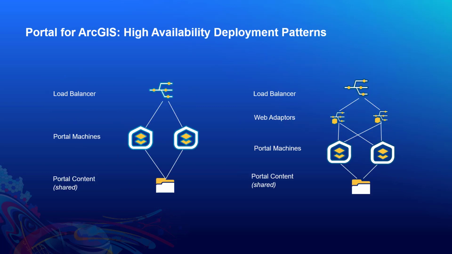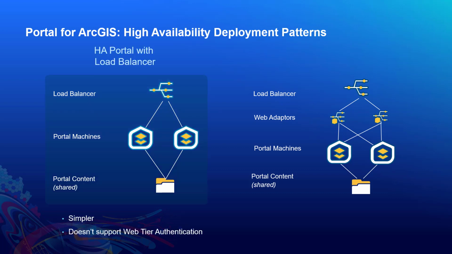So now I'd like to cover some of the different deployment patterns for a highly available portal. The first is that you would just have a highly available portal with a load balancer. Now, this could be a simpler and more straightforward approach because there's less software to install, and the network path is a little bit more straightforward. It's just a load balancer forwarding traffic to the portal machines. However, this approach does not support web tier authentication.